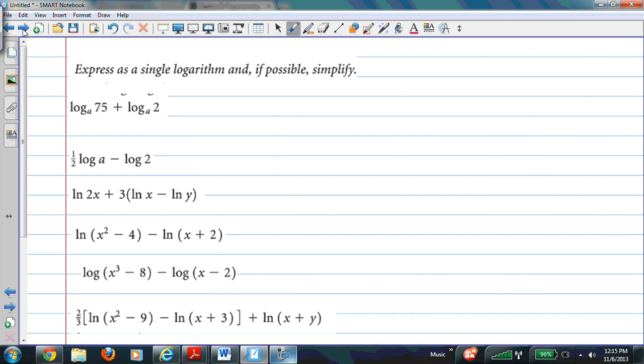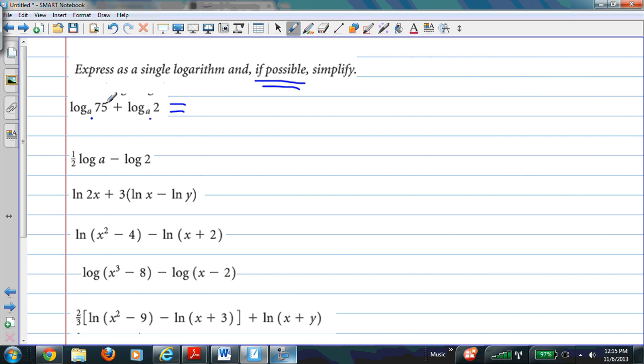All right, a few more examples. Now this is going backwards. Express as a single logarithm if possible. Now I think all of this will be possible, but so we're going backwards. So now what I see is the sum of two logs, and the key is that the two logs have the same base. They must have the same base in order for us to utilize the product rule.